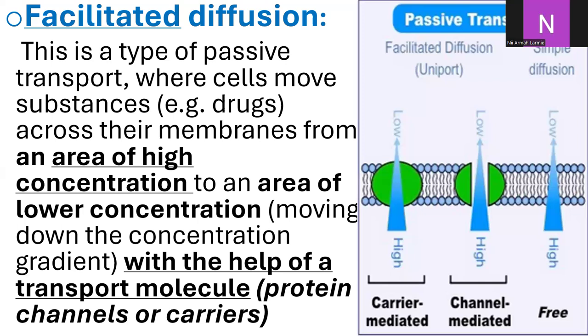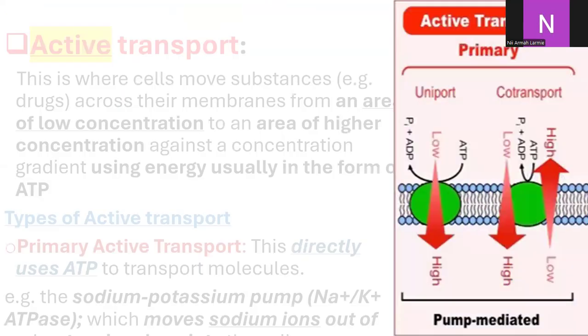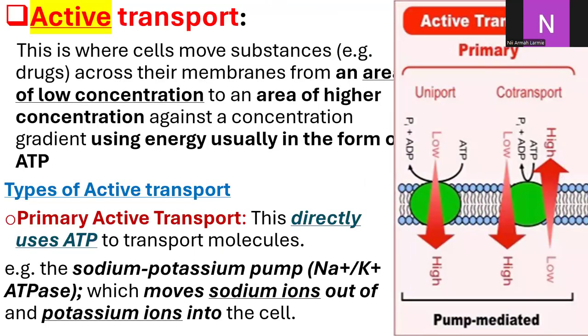So that is the first method by which drugs are able to be absorbed across the biological barrier. The second method is active transport, where we are using energy. In this case, the drug is going to move across the biological barrier, but this time from an area of low concentration to an area of high concentration, which means it's going against the concentration gradient.